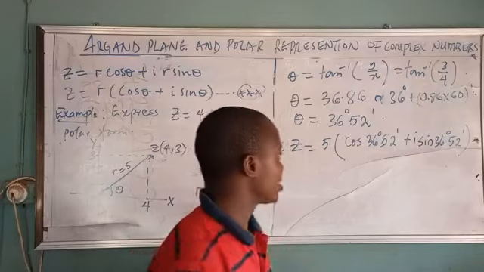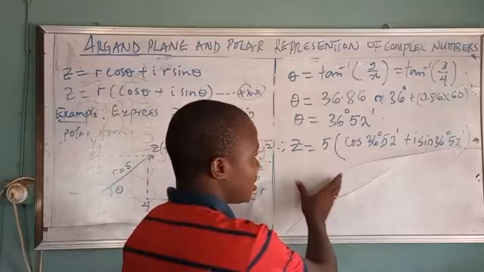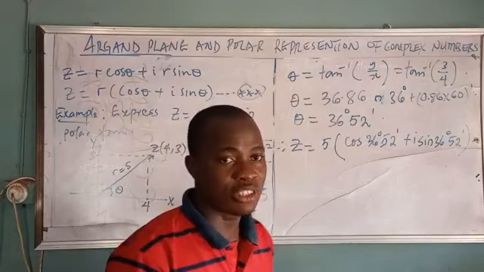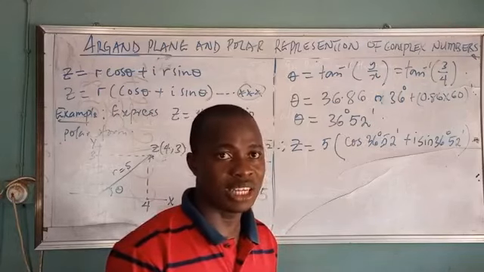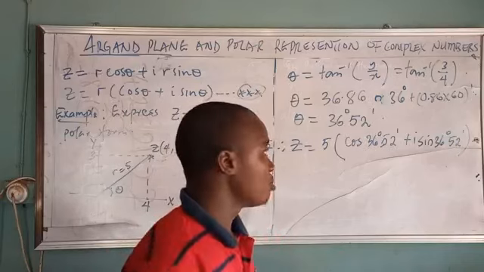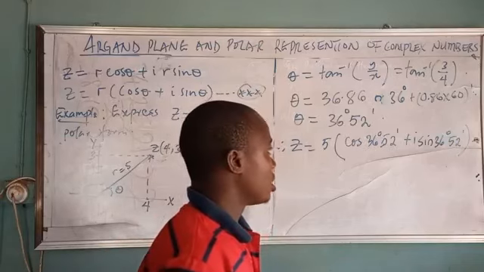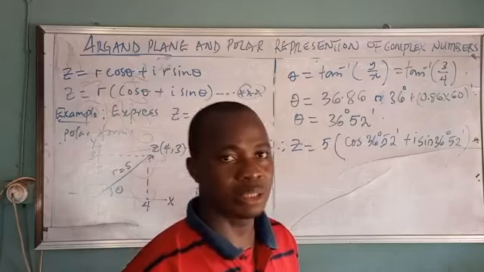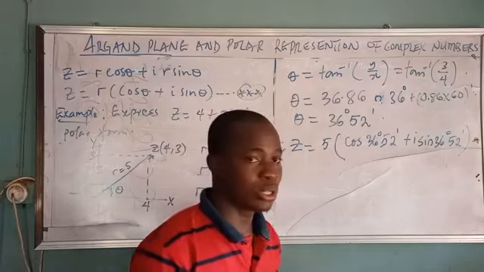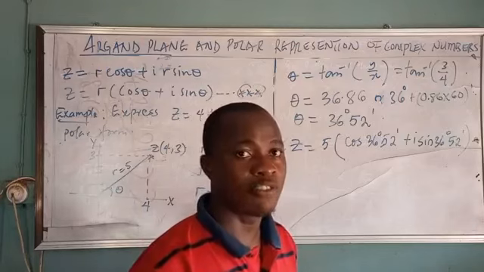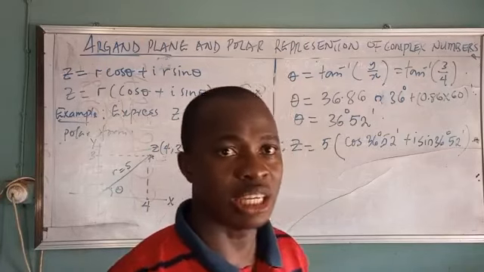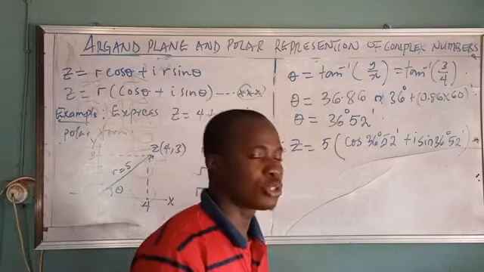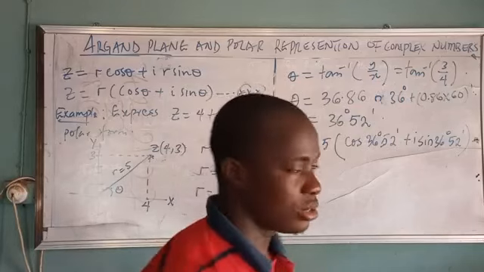And at the same time, there's another way of writing this. You can write it in exponential form. So maybe that will be in our next video, where we look at how we can represent a complex number in polar form and also in exponential form. So that is where we are going to stop today.